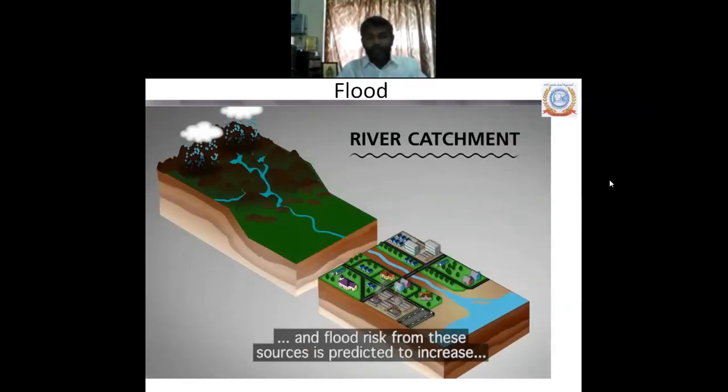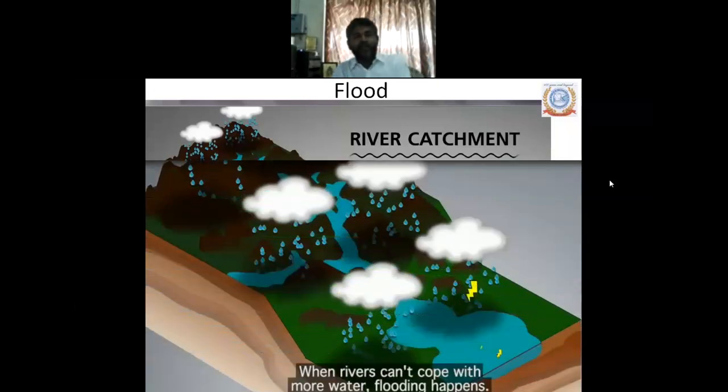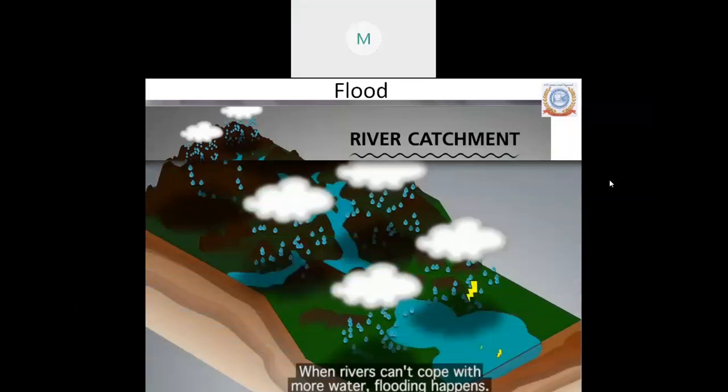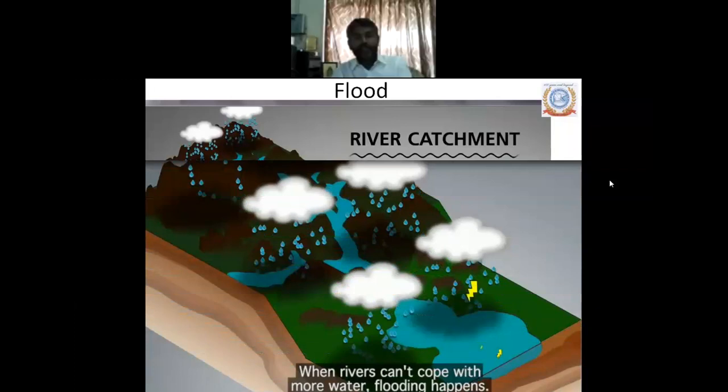This is a well-known factor for most hydrologists and civil engineers. The flood risk source is predicted to increase when land cannot handle the water, right? This is a very common explanation, and when rivers cannot cope with more water, flooding happens. All the floods that occurred in earlier instances can be attributed to this. What is the reason behind it? Let us not discuss that now; you will learn about it.